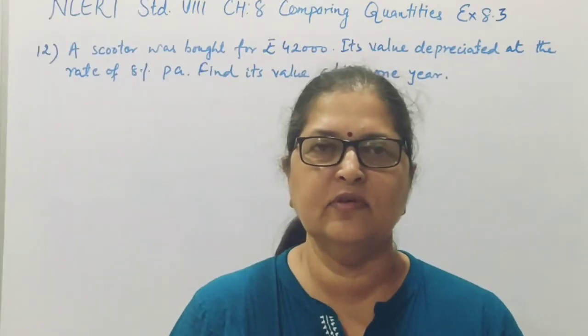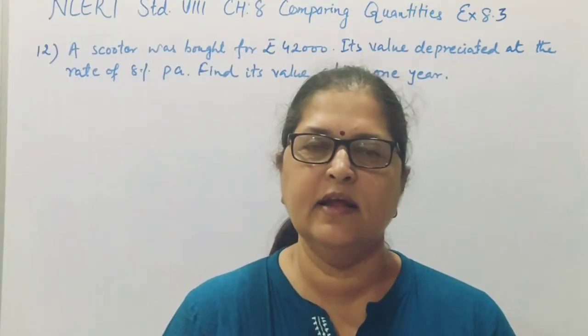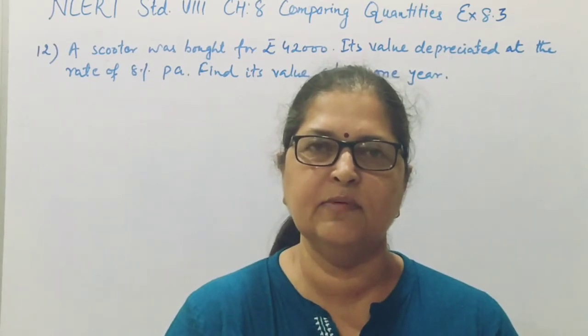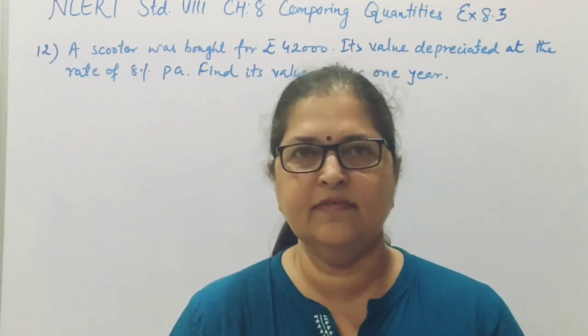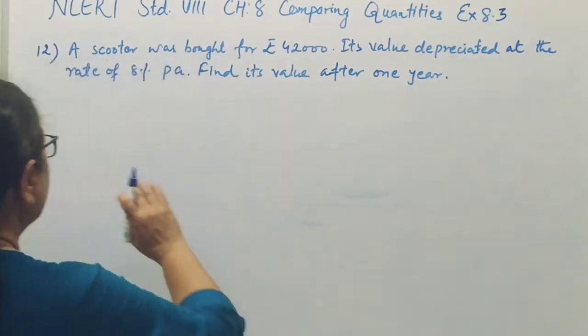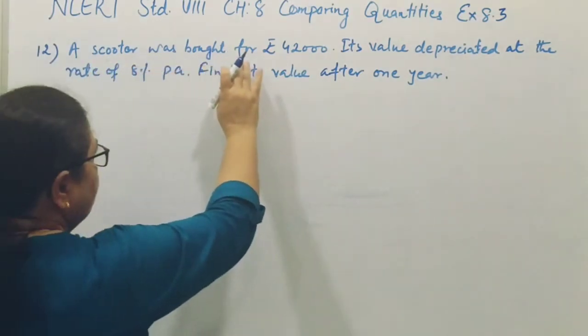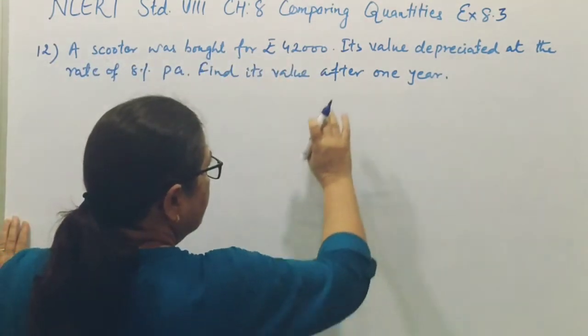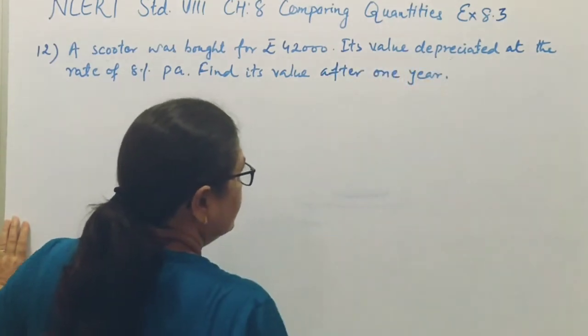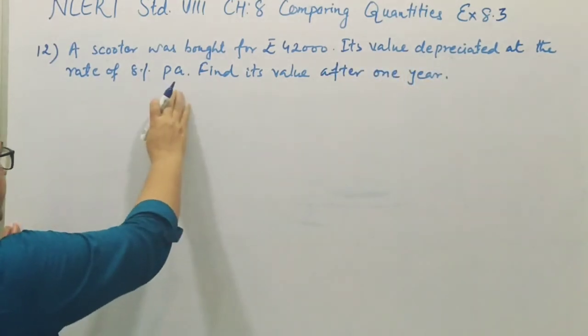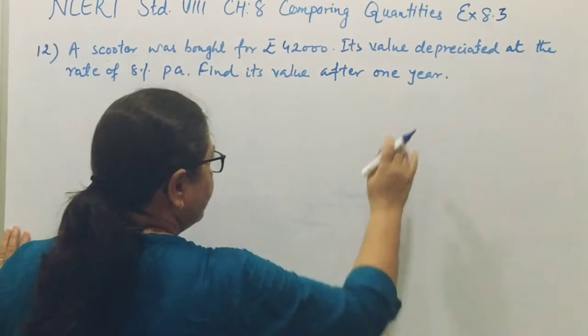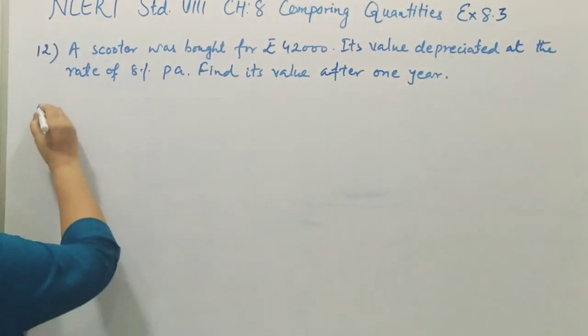Next, the last question of the exercise and the last question of the chapter, that is question number 12 of exercise 8.3. The question is, a scooter was bought for rupees 42,000. Its value depreciated at the rate of 8% per annum. Find its value after 1 year. So let us start.